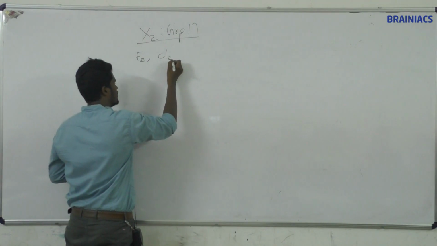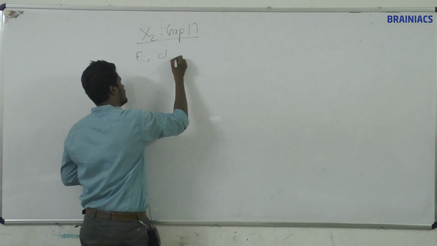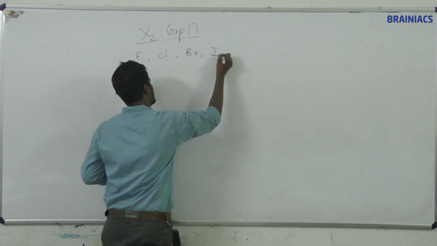Which are the elements? F2 fluorine, chlorine, bromine, iodine, astatine.